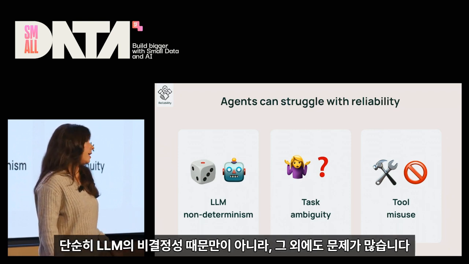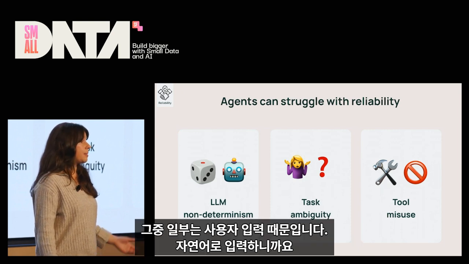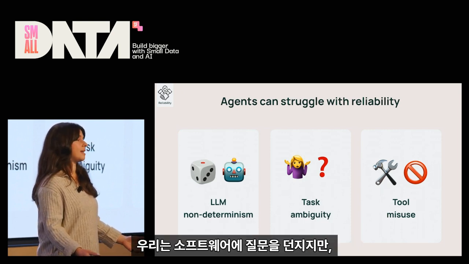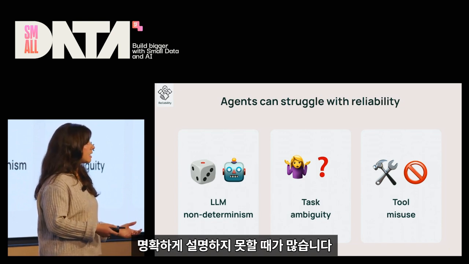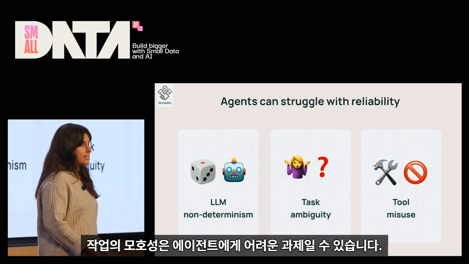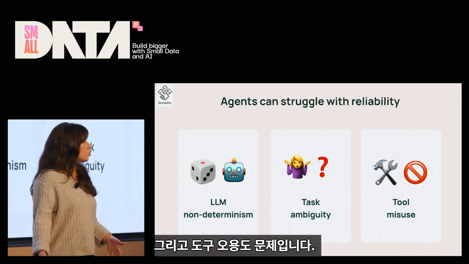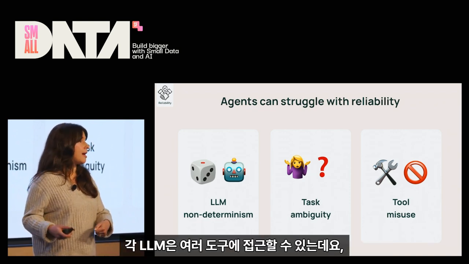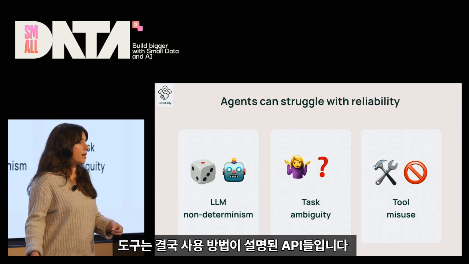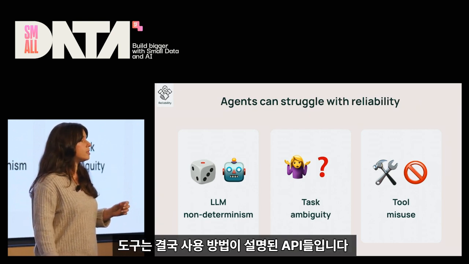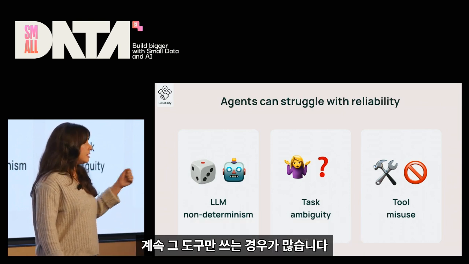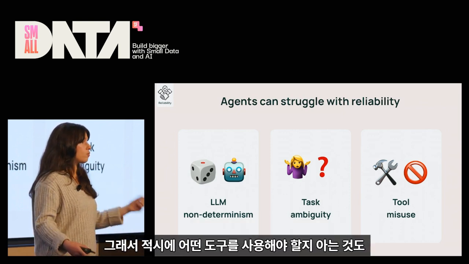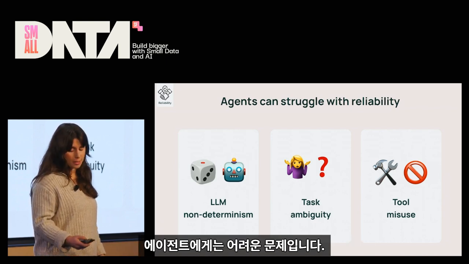And it's not just the LLM non-determinism that can be challenging, but there's often task ambiguity. Some of that's user input. It's natural language. We're asking questions of software, and we're often not very good at describing exactly what we need accomplished. And task ambiguity can be a challenge for agents, and also tool misuse. Each LLM has access to a bunch of tools, which again are just APIs with descriptions on how to use these tools. And if you allow cycles, a lot of times agents will get stuck calling the same tool, and they need to switch tools. And so knowing which tool to use at the right time is also a hard problem for agents.